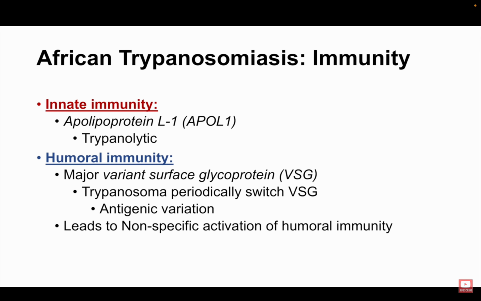And this leads to nonspecific activation of humoral immunity. So as the body continually attempts to target that variant surface glycoprotein, the trypanosoma can switch the variant surface glycoprotein and evade the infected person's humoral immunity response.